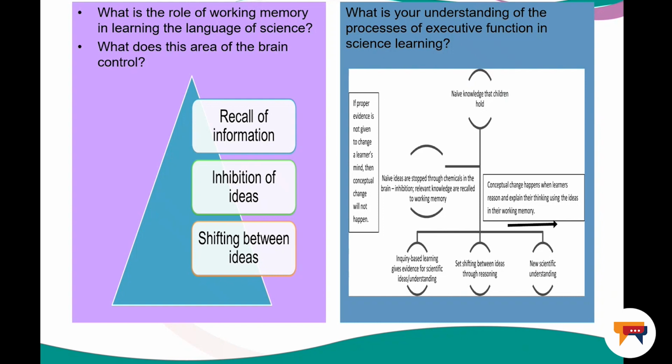Remember, if you look at the diagram, you'll see if proper evidence is not given to change a learner's mind, then conceptual change will basically not happen. So you need to look at the naive knowledge that children hold, and these naive ideas are actually stopping the students, with the chemicals in their brain, to get relevant knowledge that needs to be recalled in the working memory. So we need to understand that conceptual change happens when learners reason and they explain their thinking using the ideas in their working memory.